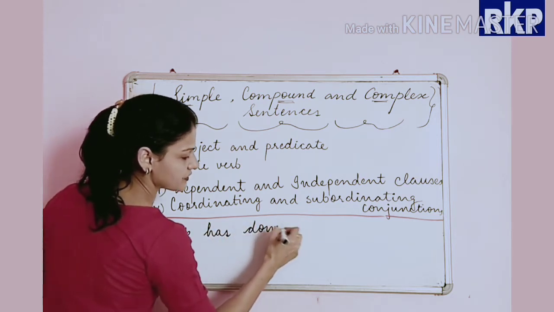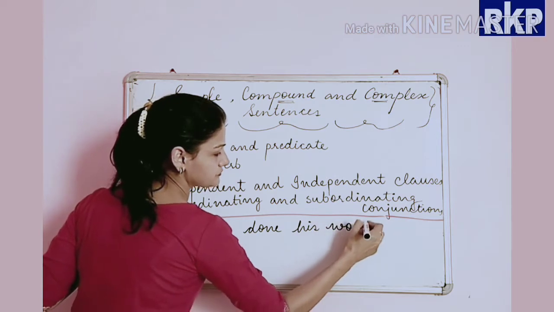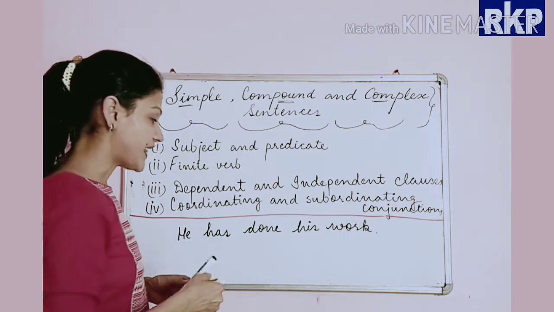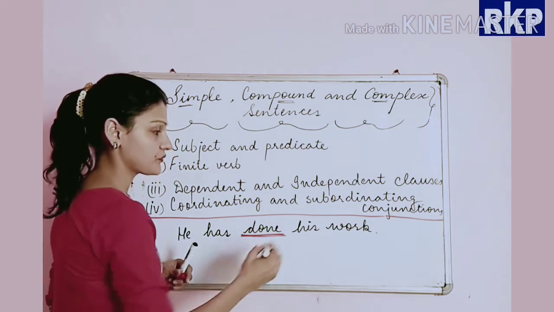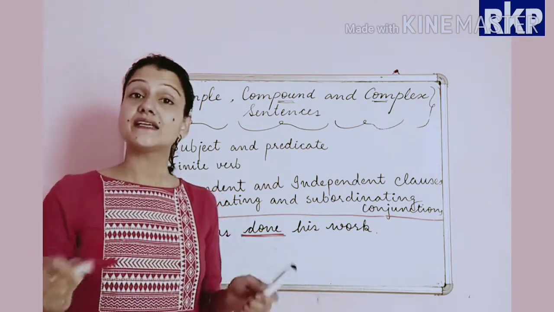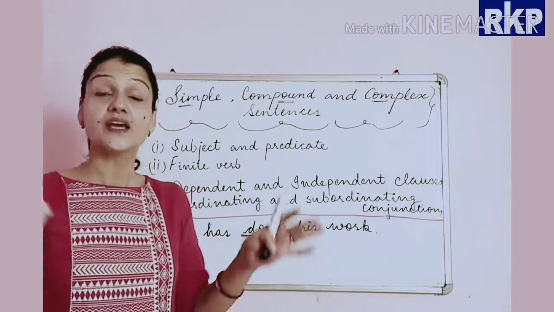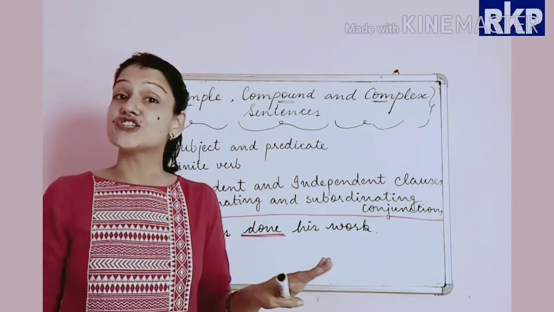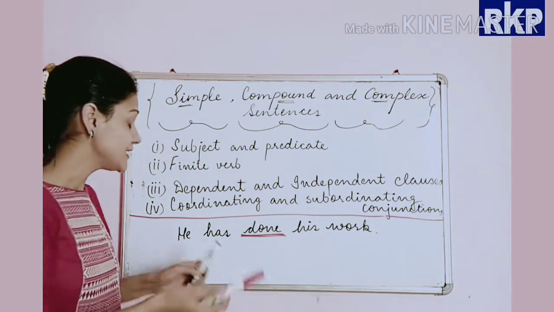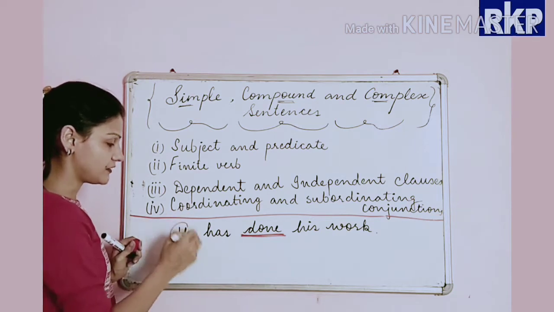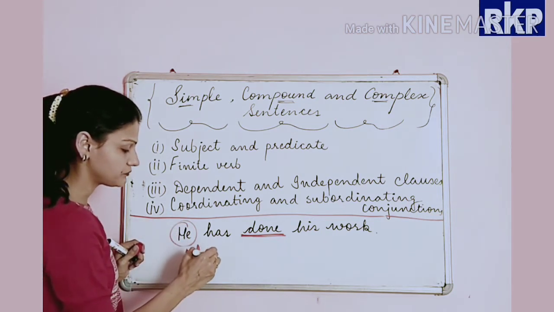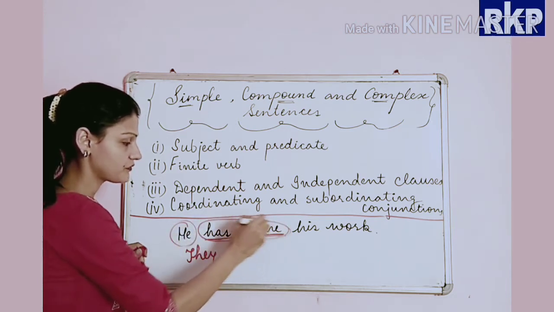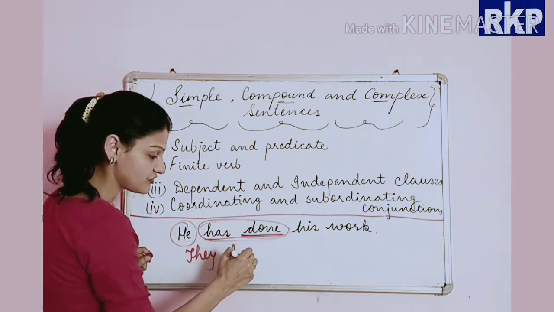He has done his work. Now we have to find out whether this verb, the main verb here is do, is a finite verb or a non-finite. On the opposite, non-finite verbs never change their form. We have already learned about that, right? So let's change the subject here. It is singular here. Let me make it plural. They. Will this verb remain the same? No, it will change. They have done.